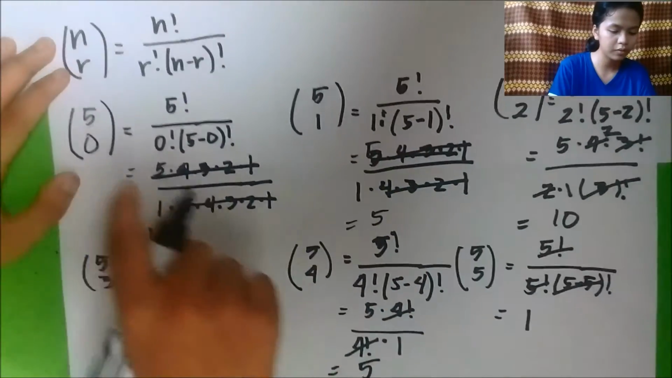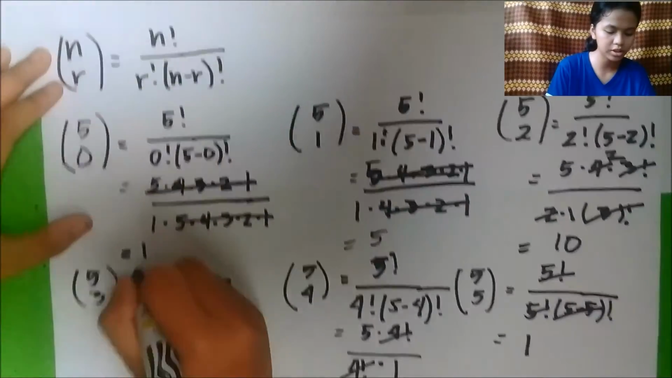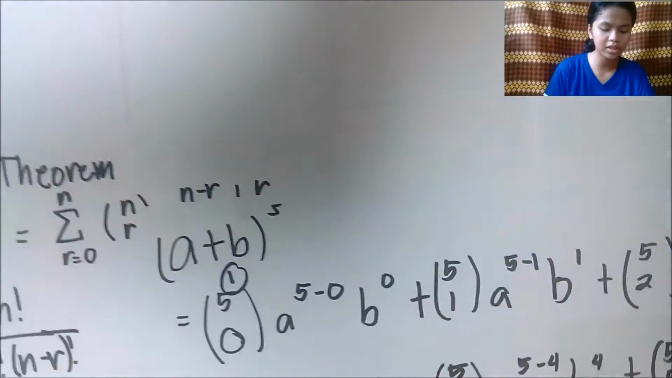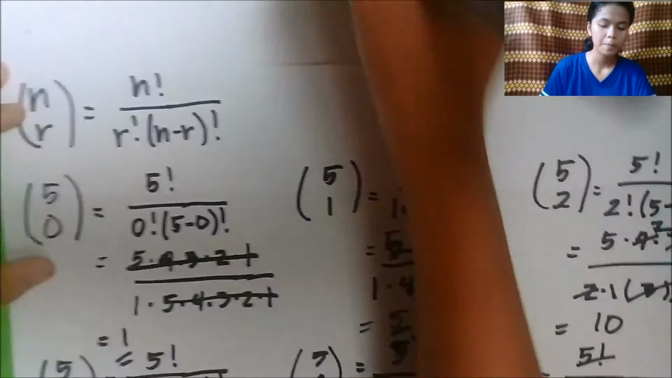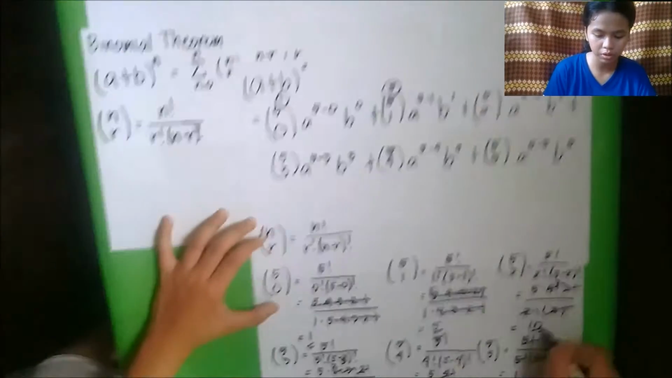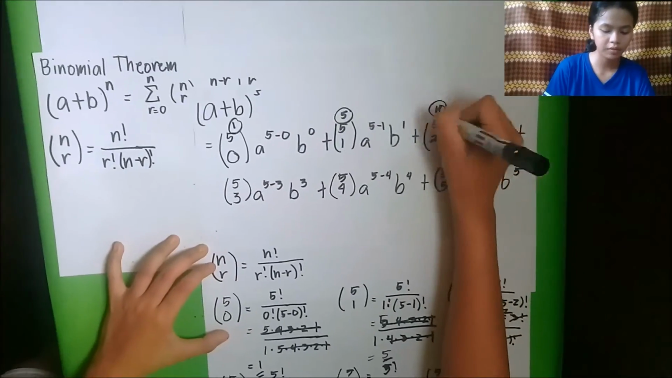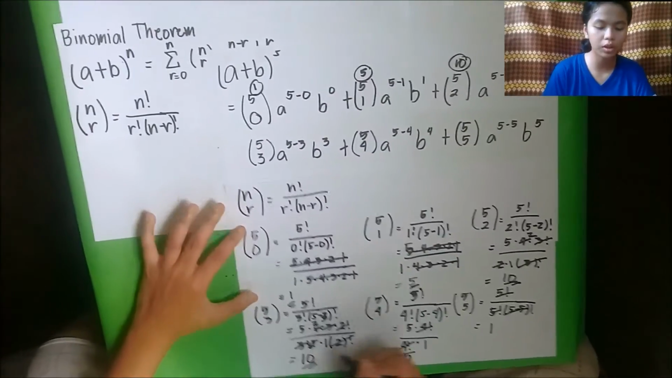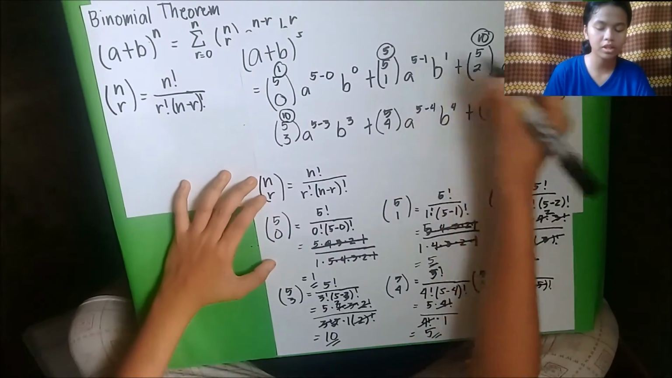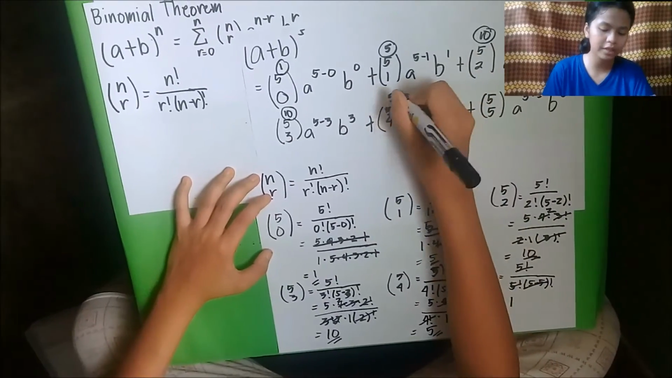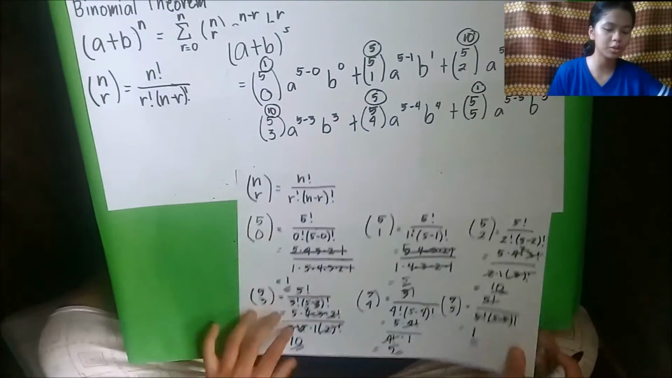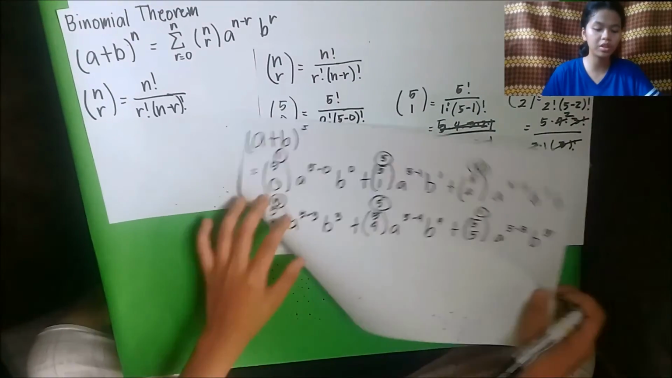Now, we have the value of 5 taken 0, which is equal to 1. The value of 5 taken 1 is equal to 5. The value of 5 taken 2 is equal to 10. The value of 5 taken 3 is also equal to 10. 5 taken 4 has the value of 5. 5 taken 5 has the value of 1. Now we are going to multiply all these coefficients with their variables.